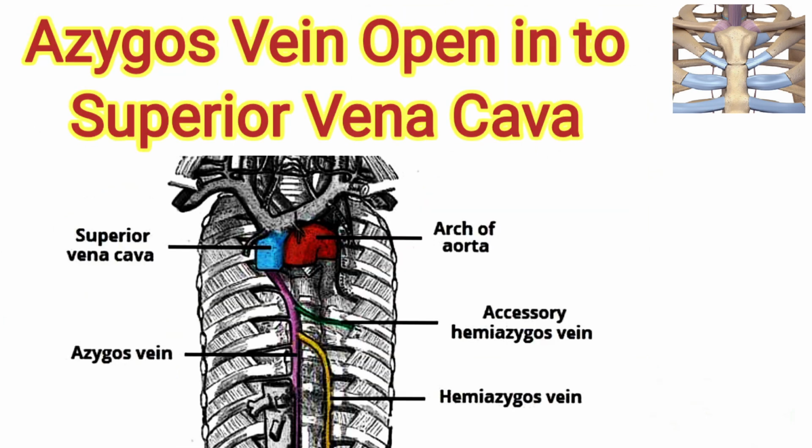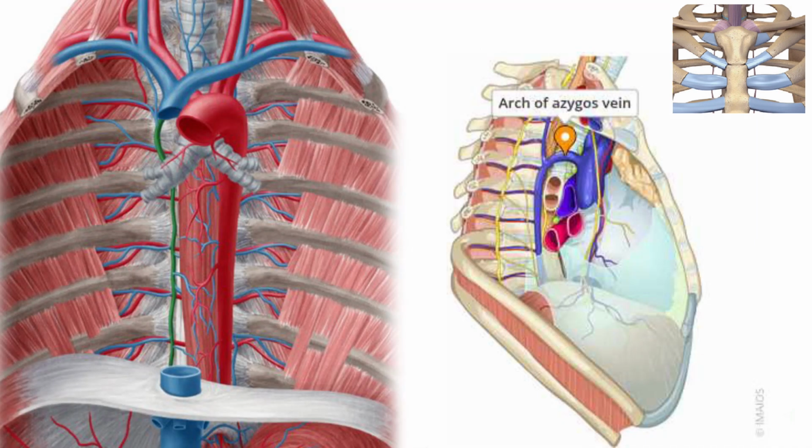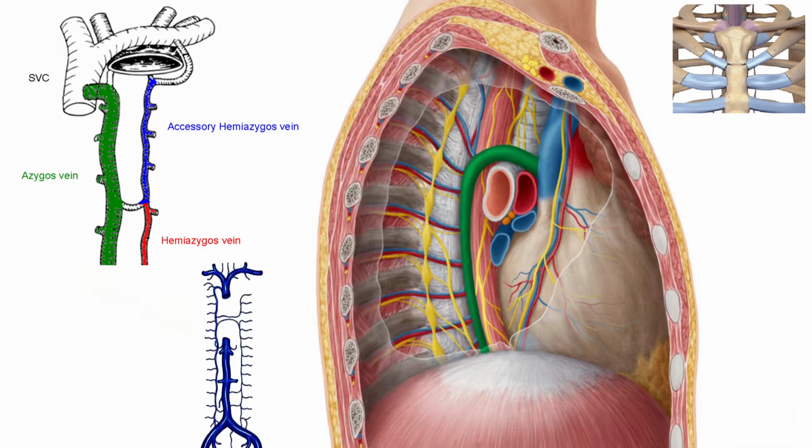Our next point is azygos vein opens into superior vena cava. Azygos vein is a vein draining chest wall blood, right? It bends and joins the superior vena cava. Okay, the superior vena cava carries blood to the heart. This joining happens near the sternal angle.